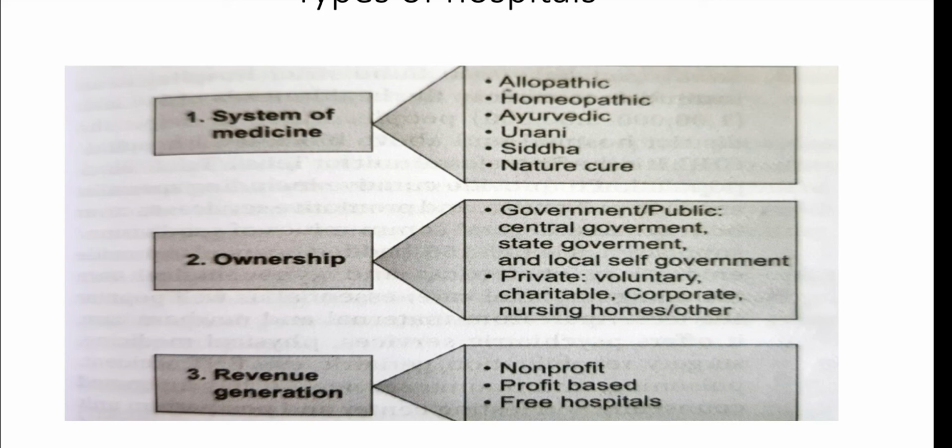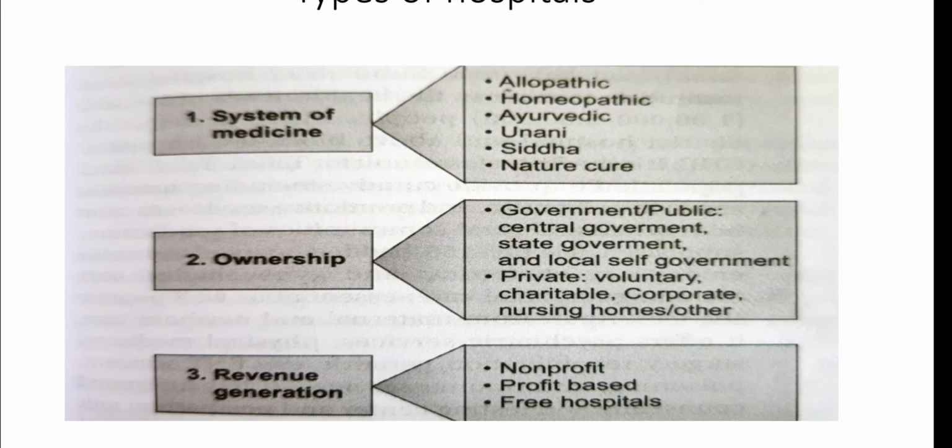Corporate hospitals are registered under the Company Registration Act. Like Max Hospital and all, mainly they are coming under the corporate hospitals. Then comes the nursing homes. These are the recognized institutions by private persons, you know that. Nursing homes means small clinics. Maybe a single doctor, or maybe 2 or 3 doctors are there. So these all are the classification types based on the ownership.